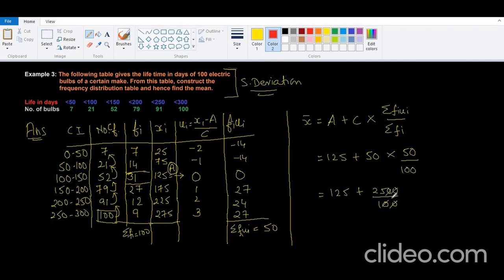So 0 cancels, 0 cancels. So what do you have here? 125 plus 25. That is how much? 150. So your answer is 150, our mean x bar. I hope you understood this one.